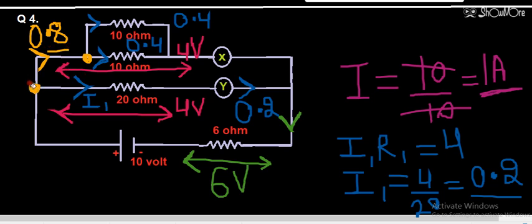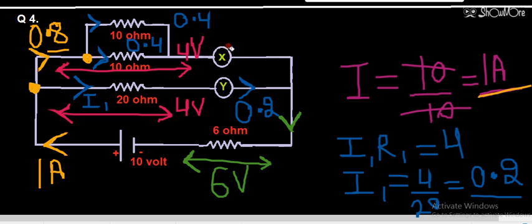That means the total current which is coming from the battery is obviously 1 ampere, that we have seen here. We have calculated it earlier. So 1 ampere current is coming from the battery, first thing. Second thing, 0.8 ampere current is flowing in the upper branch. Then it is divided into 0.4 and 0.4.